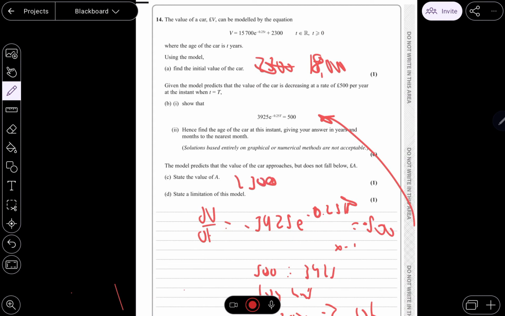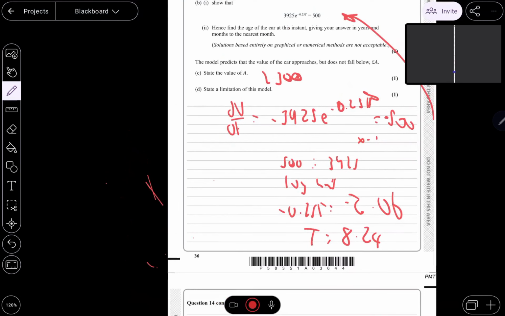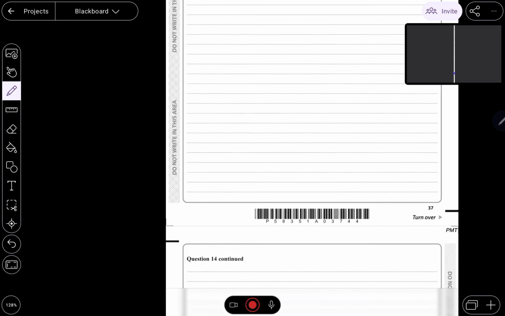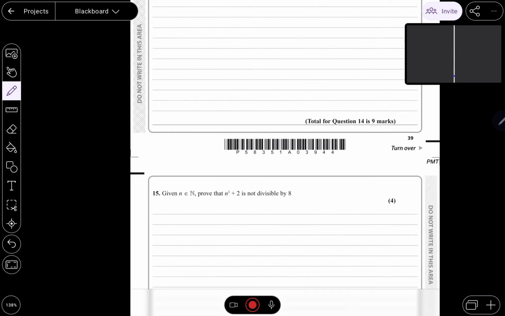State one limitation of the model. Apparently the car, I'll put it here, worth basically the same at t equals 1,000 to t equals 1,000,000. Is this even a limitation? The car won't lose any value for like 990,000 years, which is probably a limitation. Okay, let's keep scrolling down. There should be more questions.